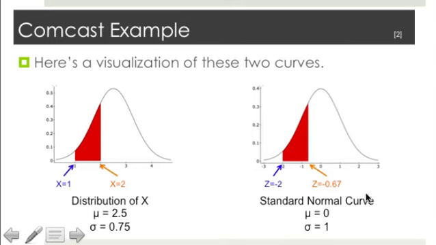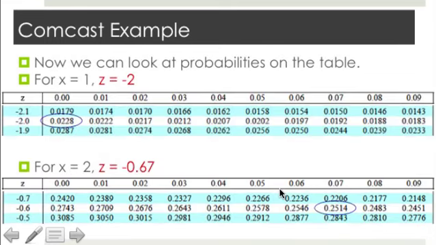So now that we've got to the standard normal curve and we know z-scores, let's go ahead and pull out our tables and see what we get. So for x equal 1, which corresponds to a z-score of negative 2, we can use the table. We see here negative 2.00 corresponds to this cell right here, and so we have a probability of 0.0228. When x is equal to 2, our z-score was negative 0.67, so we'll start with negative 0.6 on the left and then move over to 7 in the hundredths column, giving us a probability of 0.2514. So let's take a look at this in pictures.